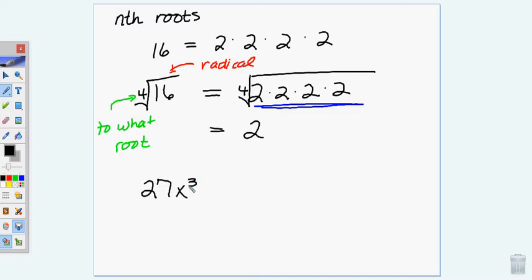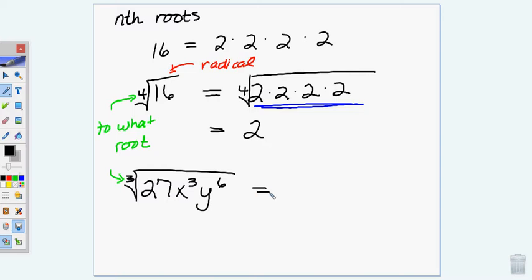27x cubed y to the 6th. I kind of just upped the solution game here a little bit. I'm going to take the cube root of that. So what I'm looking for here is groups of 3, right? This number out here tells me that I want to find groups of 3. So let's prime factor this particular term.